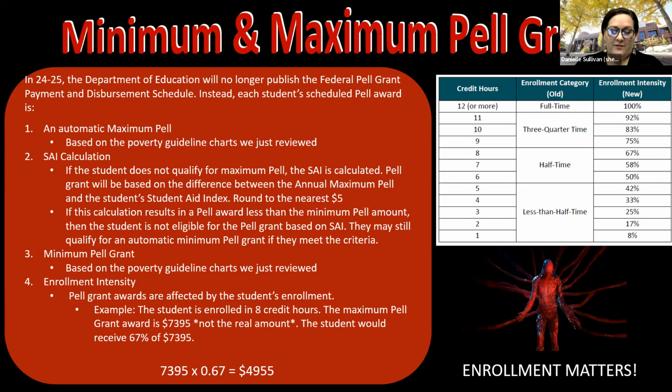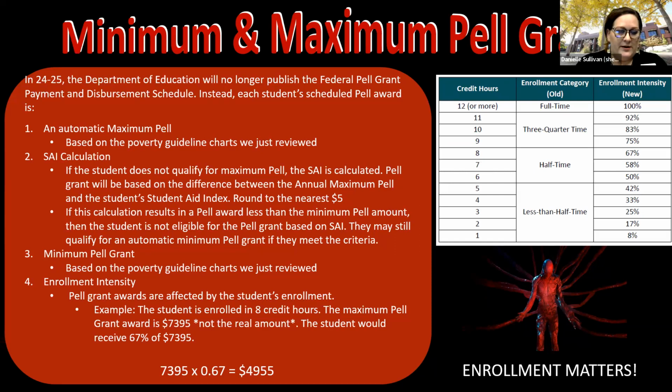So Pell Grants are going to be affected by the student's enrollment. This is a chart based on a credit hour school where 12 credits or more is considered full-time. This is not the case for every school out there. For example, quarter hour or quarter schools are going to be a different chart. Clock hour schools are going to be a different chart. So this is for a school that considers 12 hours as full-time.